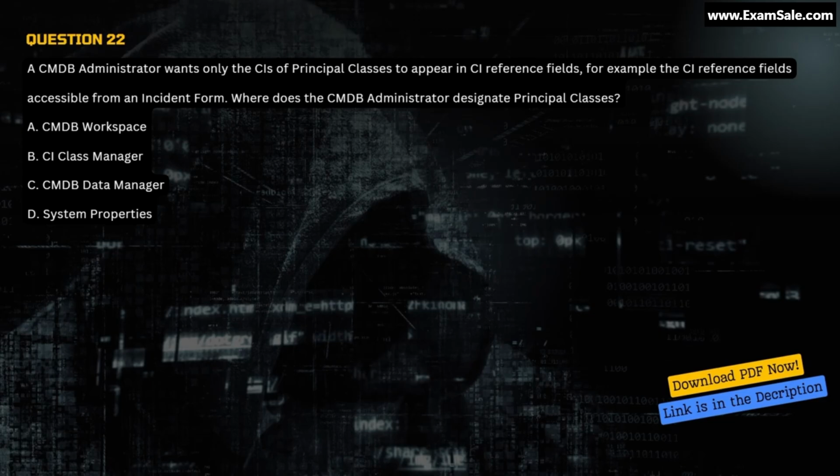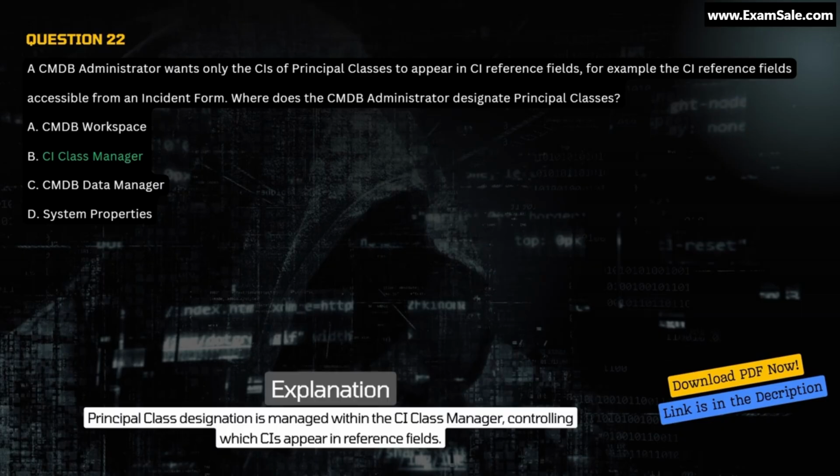Question 22. A CMDB administrator wants only the CIs of principal classes to appear in CI reference fields. For example, the CI reference fields accessible from an incident form. Where does the CMDB administrator designate principal classes? A. CMDB Workspace. B. CI Class Manager. C. CMDB Data Manager. D. System Properties. Correct answer B. CI Class Manager. Explanation. Principal class designation is managed within the CI Class Manager, controlling which CIs appear in reference fields.